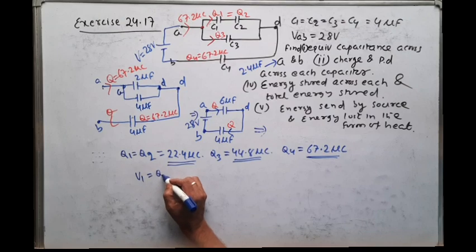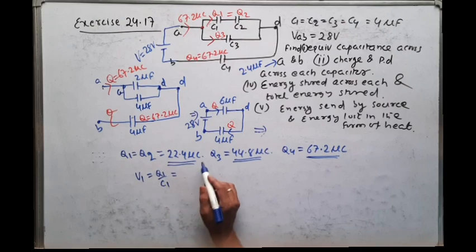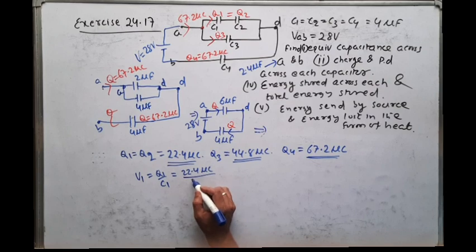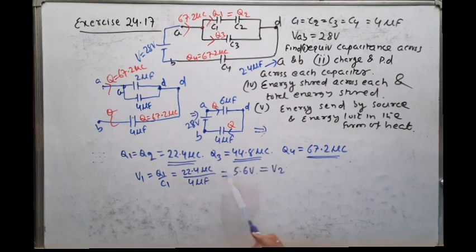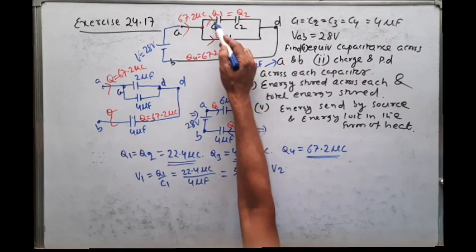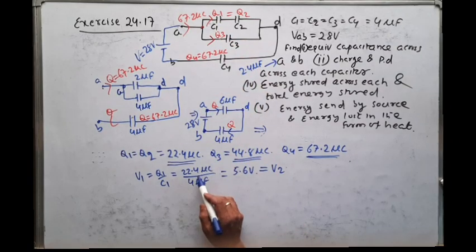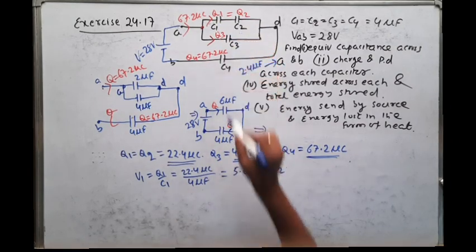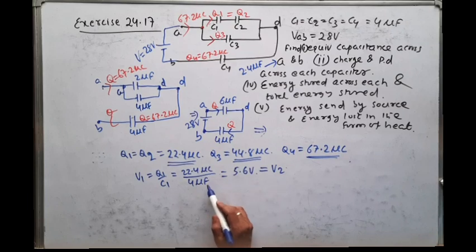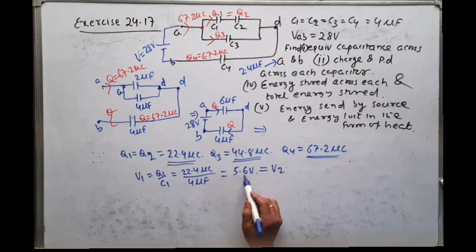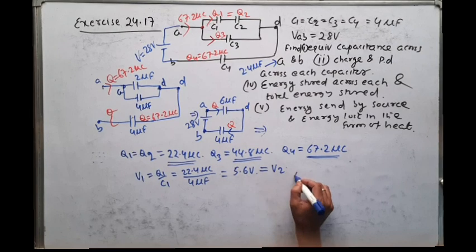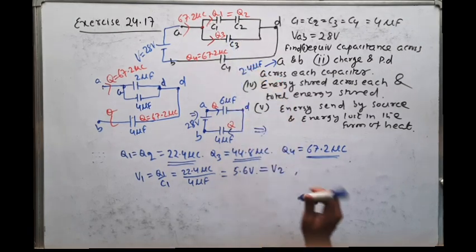So V1 is nothing but Q1 by C1. Q1 is equal to 22.4 microcoulomb. C1 is equal to 4 microfarad. So you see, V1 is equal to Q1 by C1. V2 is equal to Q2 by C2. So both are the same. So we got V1 is equal to 5.6. V2 is also 5.6.